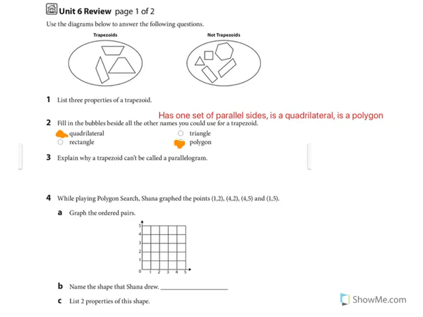Now, explain why a trapezoid can't be a parallelogram. Now I think to myself, well, I know a trapezoid has 1 set of parallel sides, but what does a parallelogram have? Oh, right, 2, so I'm going to write that. Now you'll notice I wrote a full sentence.